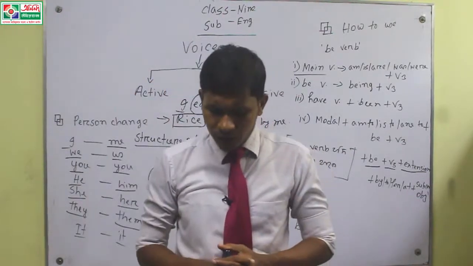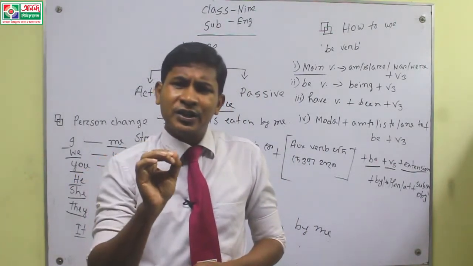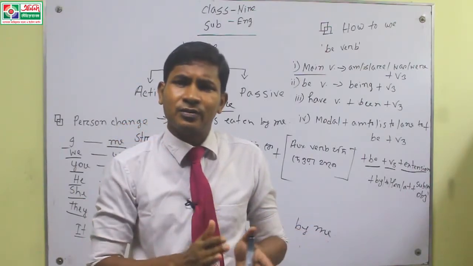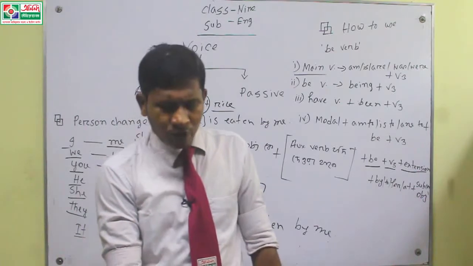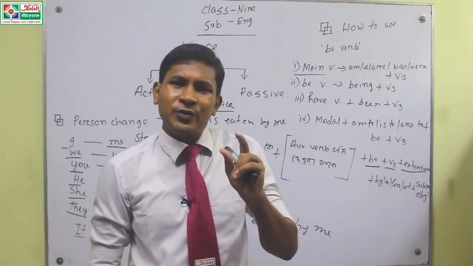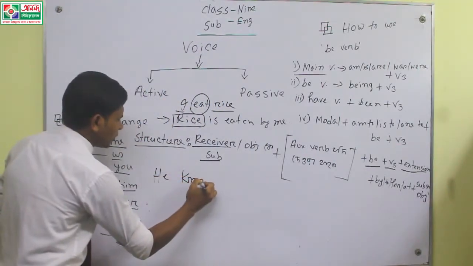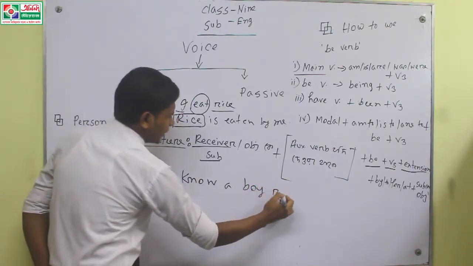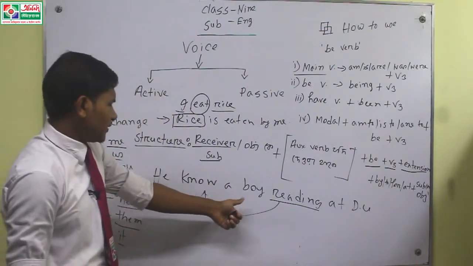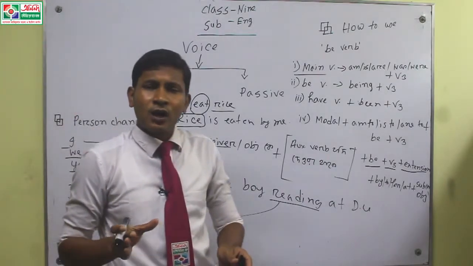Do you understand? Then we discuss how to change the ing form of verb, the ed form of verb, or other parts of any sentence after the verb. So one point always keep in your mind: voice means the object is most important for passive voice. Do you understand? For example, he knows a boy reading at Dhaka University. We see that here is the ing form of verb after the main verb. So in this respect, how to change it?